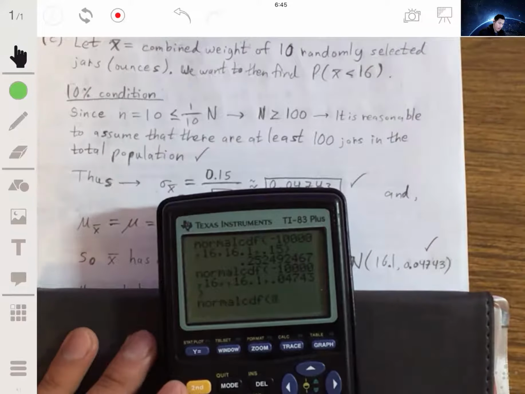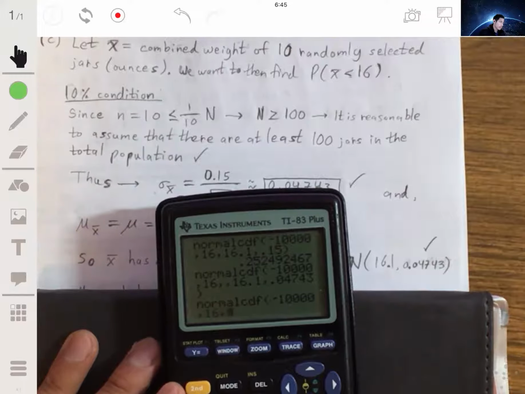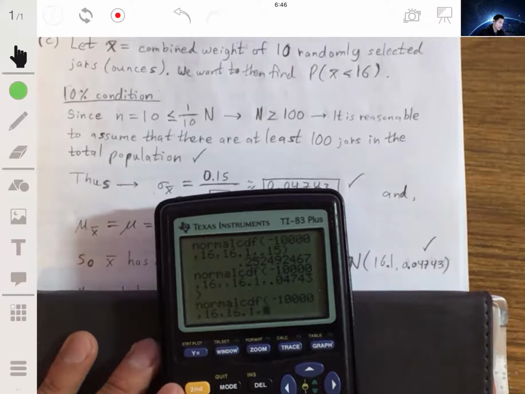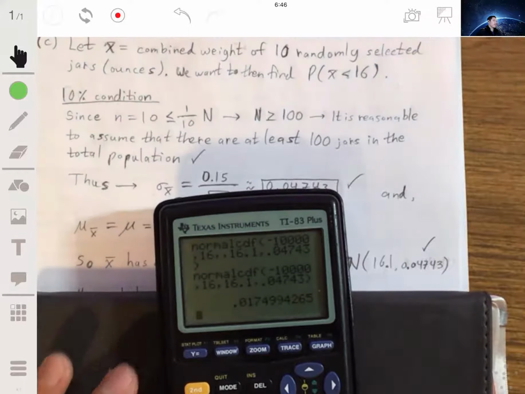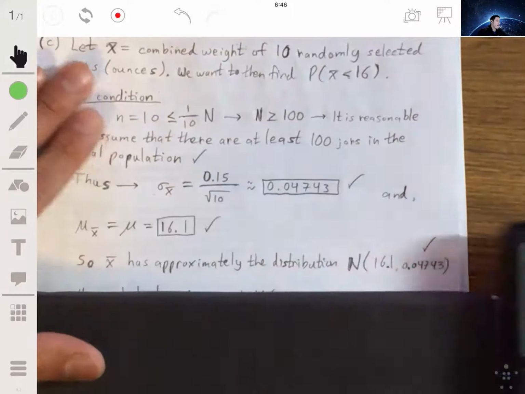I actually did that on purpose. I want you guys to learn how to not avoid these mistakes. So let's do it again. Comma 16.1, our mean, our standard deviation, 0.04743. And we get about 0.017, so a little less than 2%.